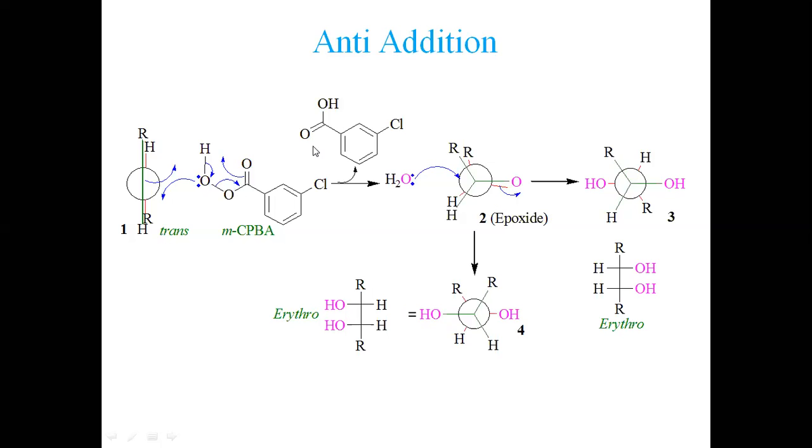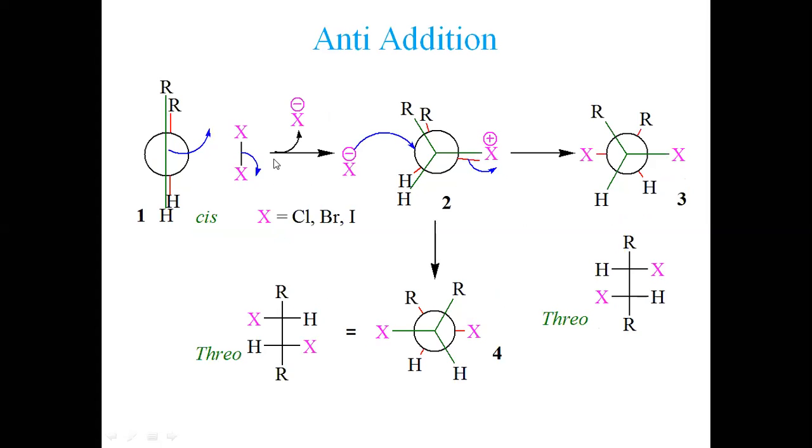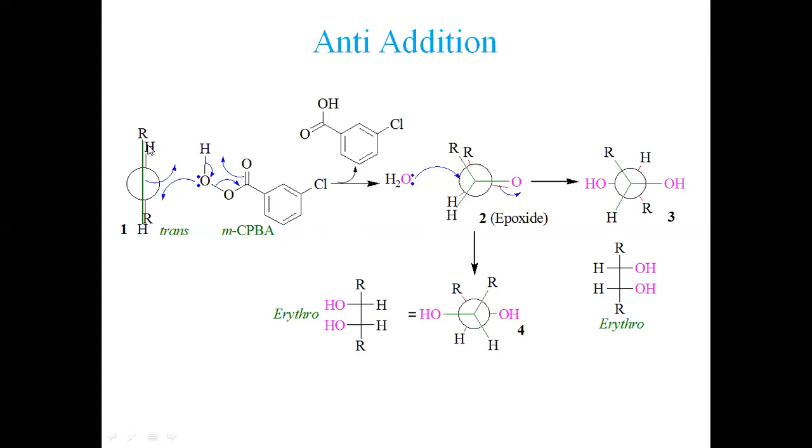And what is leaving? Benzoic acid. This is called MCBA, metachlorobenzoic acid. This is MCBA, and this is MCPBA. You see, oxygen has been removed from this. MCPBA is reduced and the olefin is oxidized. Now just compare: in the previous example, we were using cis-olefin with anti-addition. In this one, we are using trans-olefin and anti-addition, right?